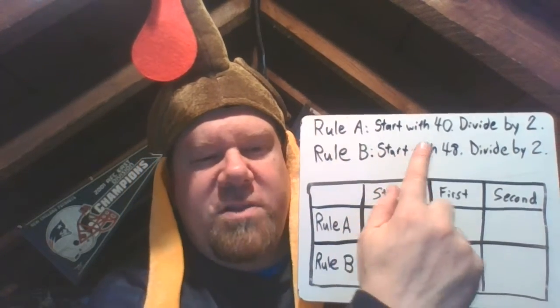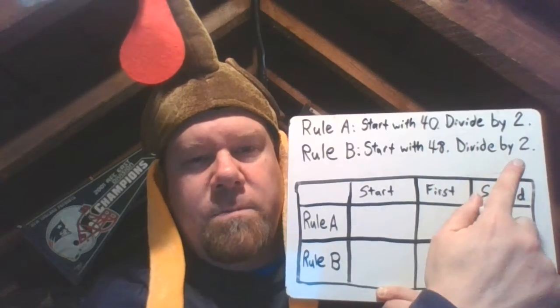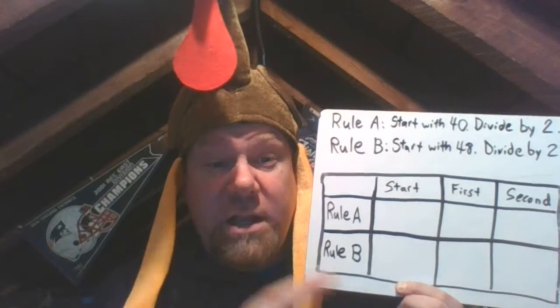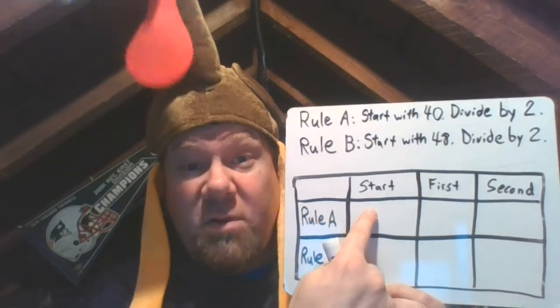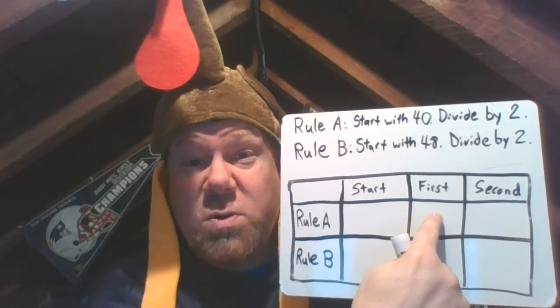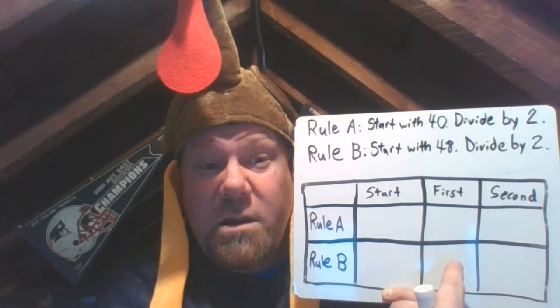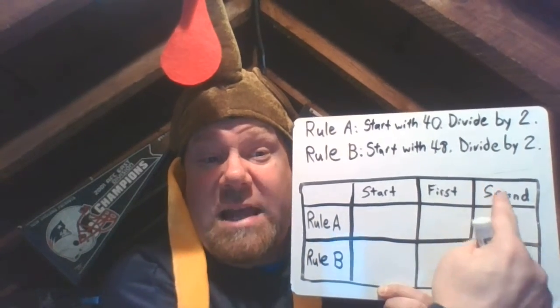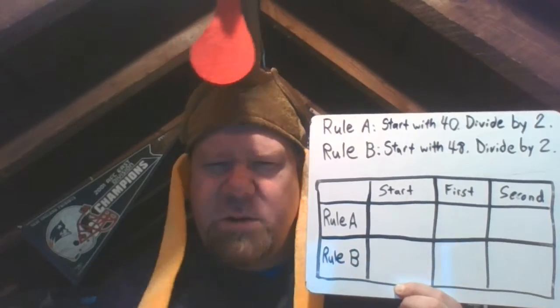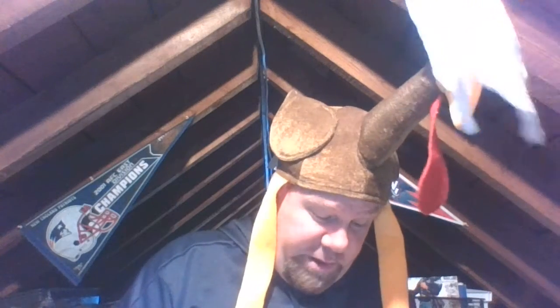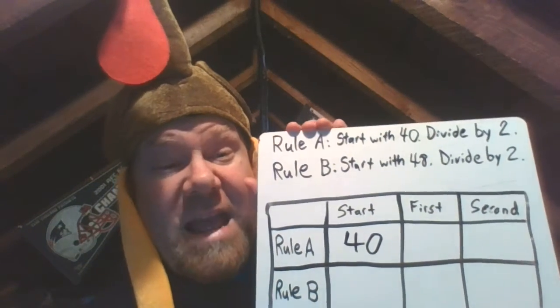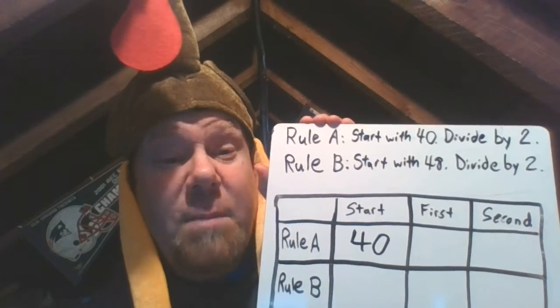Rule A says start with 40, divide by 2. So the first column in rule A is going to have the number 40, and then we're going to divide by 2 to get to the next column in the sequence. And then you're going to divide by 2 again for the next column. Let me show you. The rule A says start with 40, so I'm going to start with 40. And the rule is, after starting with 40, to divide by 2.